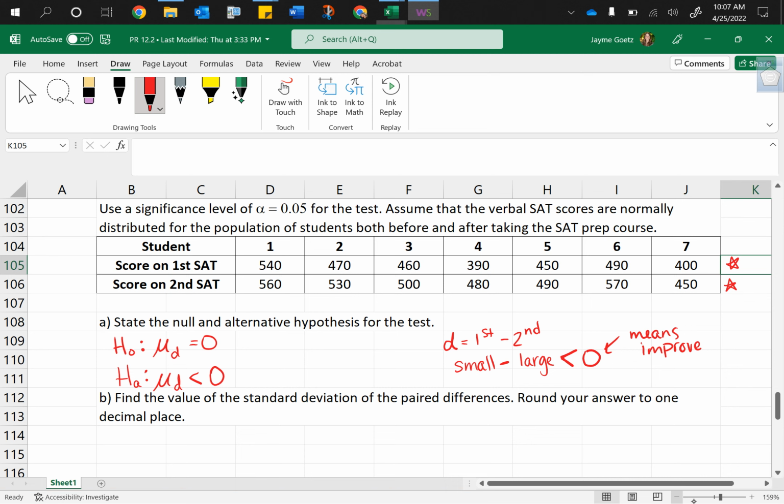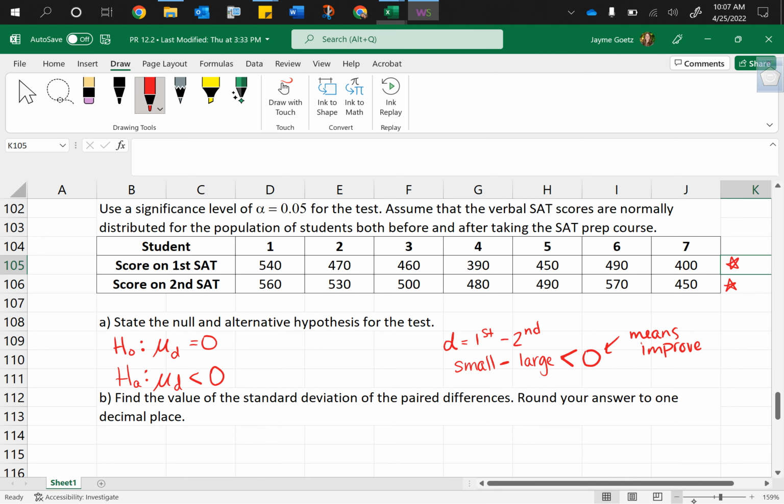So our null hypothesis is that this prep course does not help. There is no change in score based on it. Okay? Our alternative hypothesis is that the mean difference is going to be less than 0. Our mean difference is going to be negative because I want improvement in that score. So my second number has to be larger. All right?